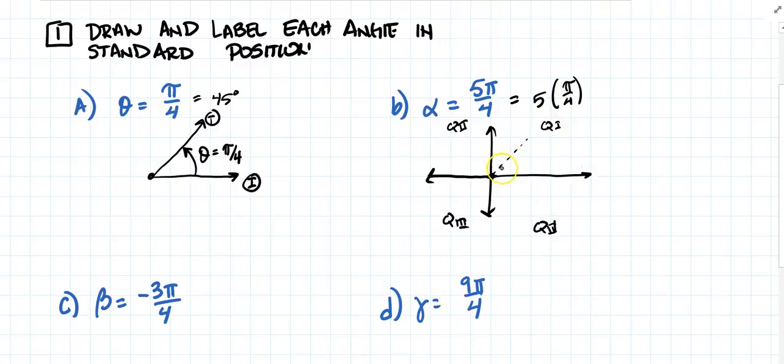So I'm trying to figure out where 5 pi over 4 is. Well, this dashed line here would be 1 pi over 4. If I go all the way to here, that's 2 pi over 4s. If I split this quadrant, that would be 3 pi over 4s. If I go all the way around, that would be 4 pi over 4s. And then if I go all the way down over here, that would be the 5 pi over 4s. So the angle that I'm looking for is going to be this one right here, because I just counted by 5 pi over 4. So it would be all the way around like that, and that would be my alpha angle.